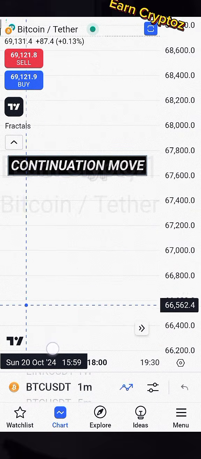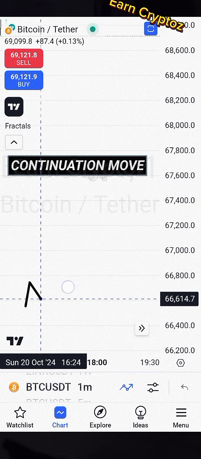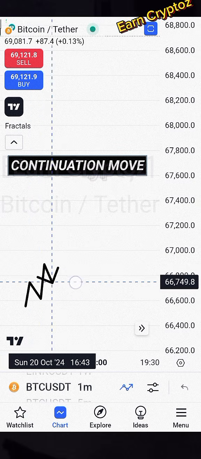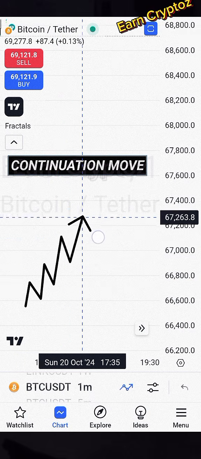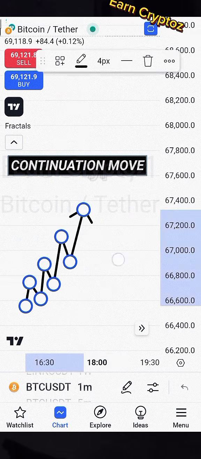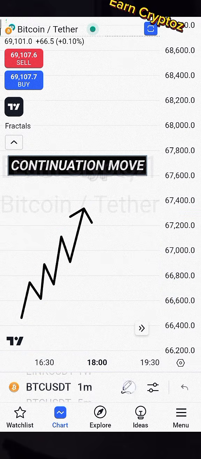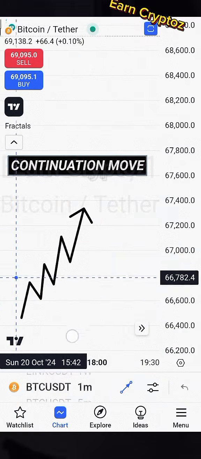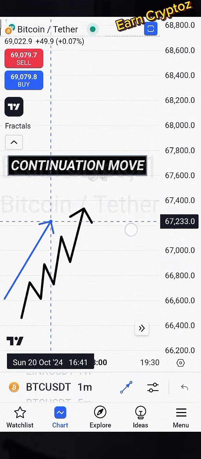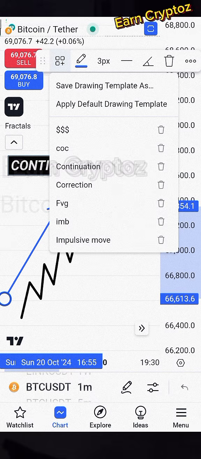In the previous video we learned the correction move. In this video you're learning the continuation move. We're going to see how they connect to make the market structure. You can see right here we have an impulsive move. We'll label it so that you can always get it clear. This is our impulsive move.